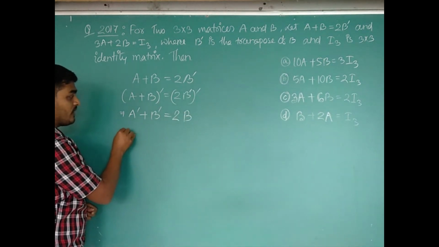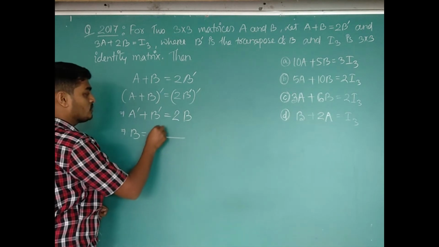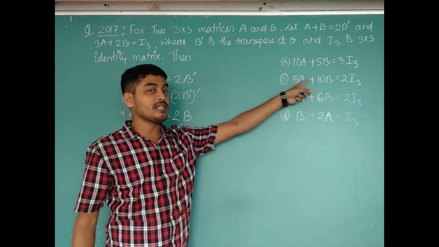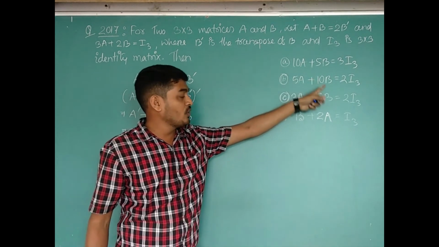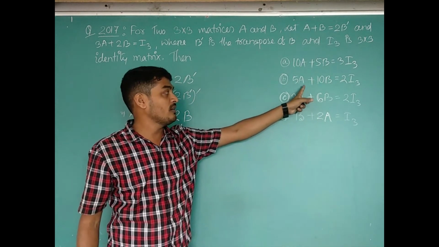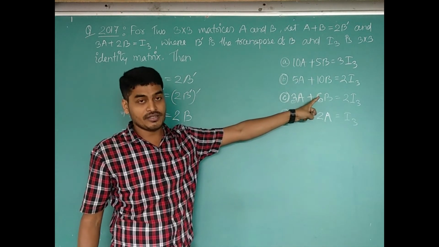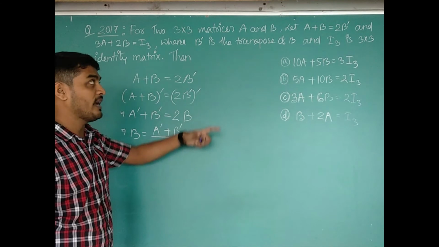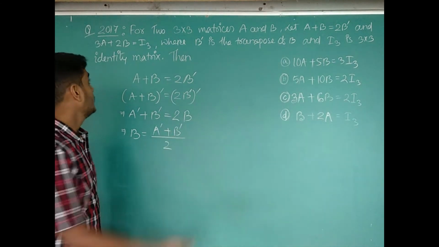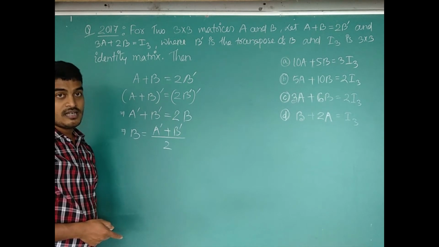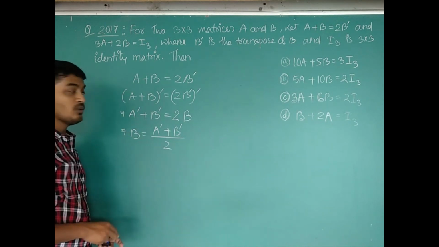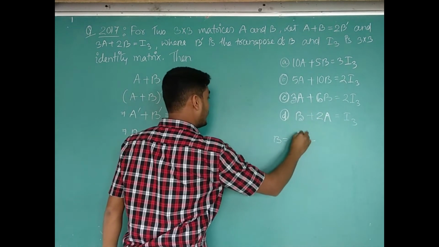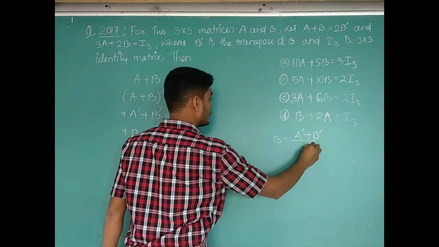From here, we can easily find out the value of the matrix B. B is equal to A transpose plus B transpose divided by 2. If you observe carefully, in all those options you have A, B and the identity matrix. There is not a single term which contains the transpose. That's why we have to find out the value of A and B exactly, and then we'll put it in the given form and try to find the answer. So we have got that B is equal to A transpose plus B transpose by 2.